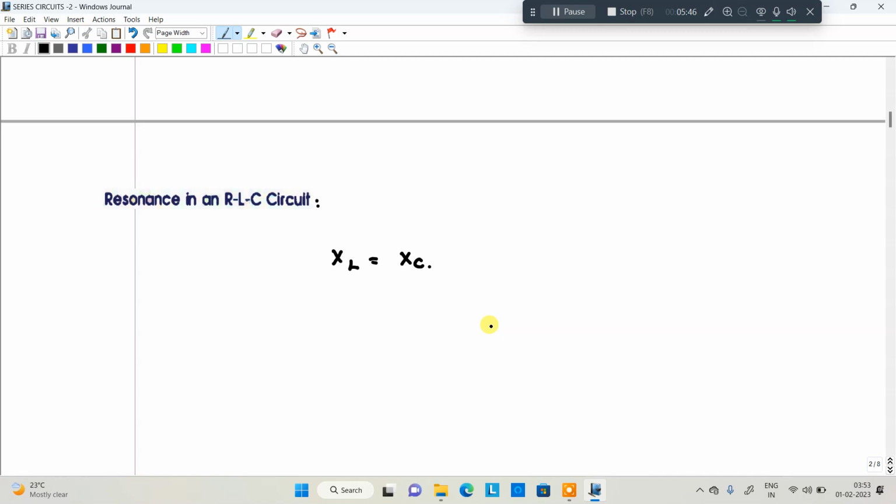So, resonance in an RLC circuit. In this case, XL is equal to XC. Whenever XL is equal to XC, we have the already known Z equal to the square root of R squared plus (XL minus XC) squared, or (XC minus XL). Whenever this condition is applied, both terms get cancelled.